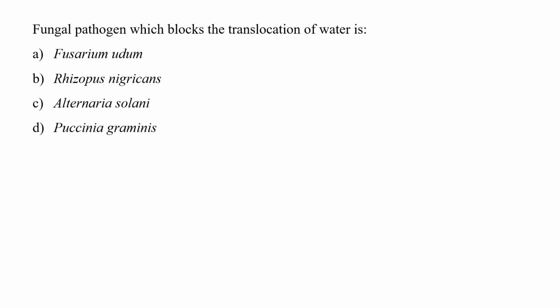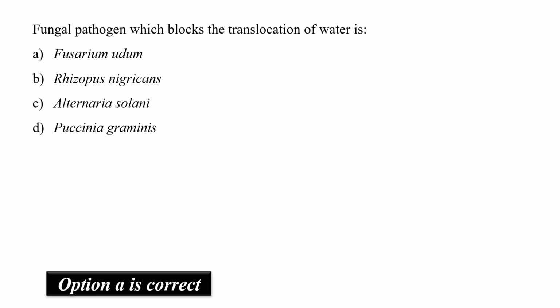Next question says, fungal pathogen which block the translocation of water is. Four options are given. So it is Fusarium udum, that is also known as wilt of pigeon pea. What it does is it causes wilting, that is shortage of water, due to which the blockage of vessels occurs, and that will interfere in translocation of water, that will cause wilt in the plant and ultimately the death. So the correct option is option number A, Fusarium udum.